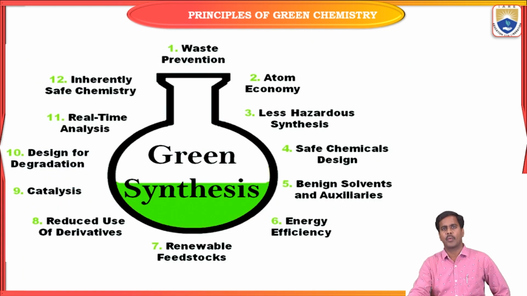Now coming to the principles. How can we minimize the formation of unwanted products? There are 12 principles of green chemistry. By applying these 12 principles to a particular reaction, we can minimize the formation of unwanted product. Let us see what the 12 principles of green chemistry or green synthesis are.